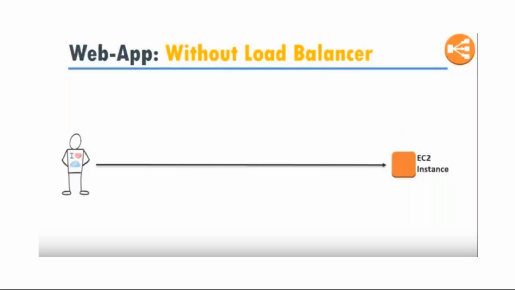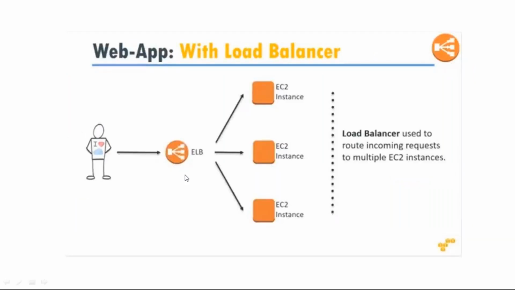So without a load balancer, every user directly accesses whatever application is running on the instance. When there is a heavy load on the instance running your application, automatically it will get stuck or go down. That is the reason we configure the load balancer. So with a load balancer, now see, I configured Elastic Load Balancer here. Automatically, when there is a high load on this particular EC2 instance, it will redirect the load to multiple instances.